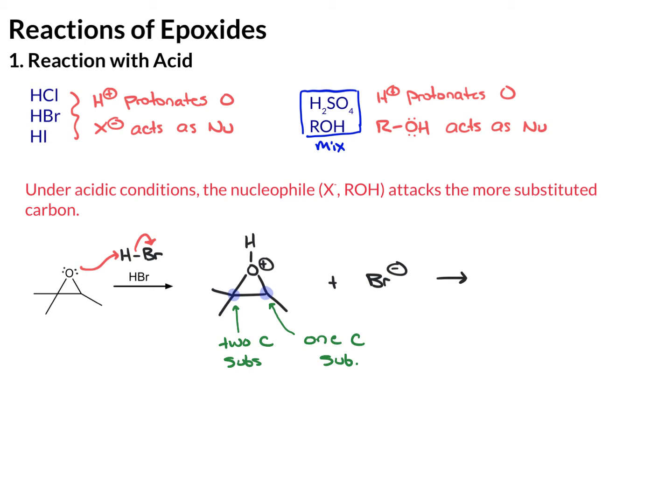So in the second step, the Br minus will come in and attack this carbon and break open that epoxide. So what do we end up with? On the right, we have the OH, and there's still that methyl group. On the left, we have a new bond to the Br, and you still have the 2 methyl groups. So there's the product of this reaction.